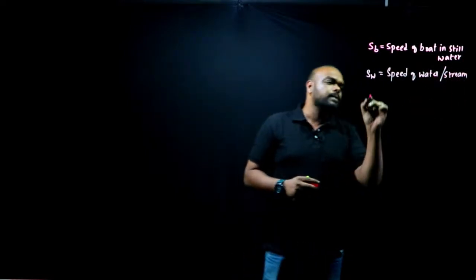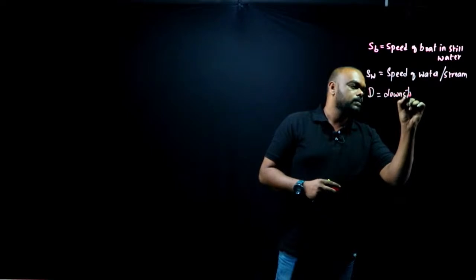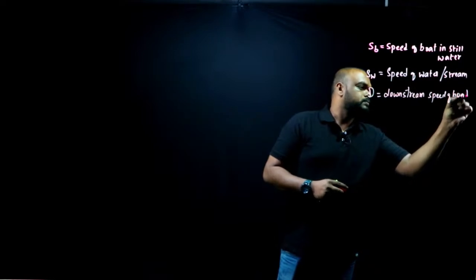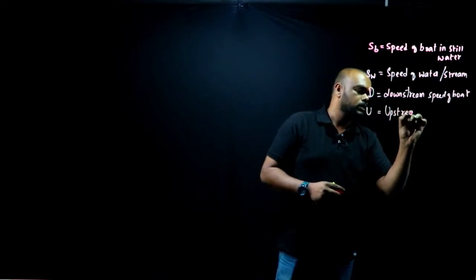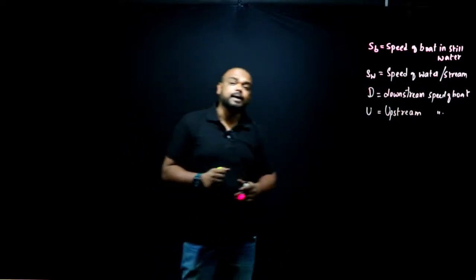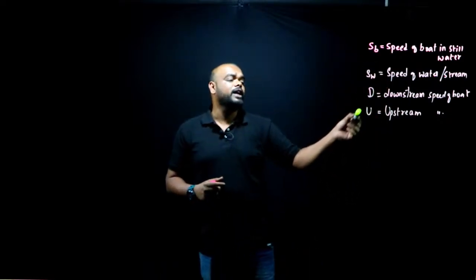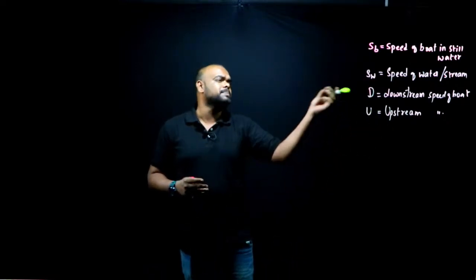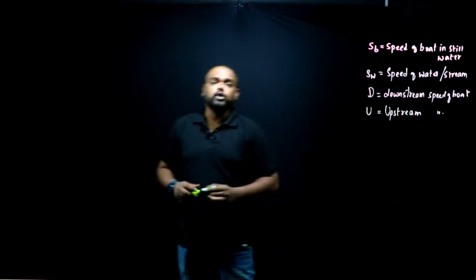Apart from this, we will see D, which is nothing but downstream speed of a boat. And one last one, that is U, upstream speed of boat. So these are the 4 different speeds that we will be dealing with in boats and streams. Now let us understand how these are related. The notations SB, SW, D and U, guys, these are not universal. I've taken them in simple terms, because D represents downstream, U represents upstream. You can take whichever notation you want, not a problem.